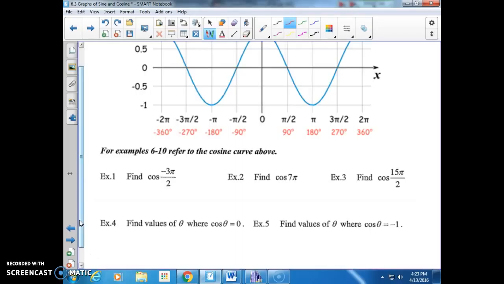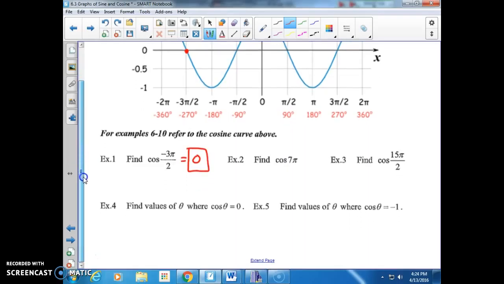If I go over here, my negative 3 pi over 2 is right here, and it ends up giving me 0. My graph's a little bit off because I can't tell exactly where it is, but if I go in there, it just gives me 0. So easy enough. We didn't have to figure out how many cycles there were. We just had to look at the graph and figure out where negative 3 pi over 2 was. It was at 0.